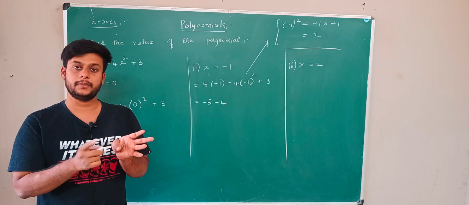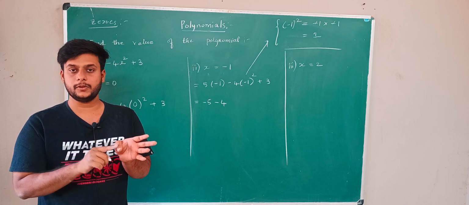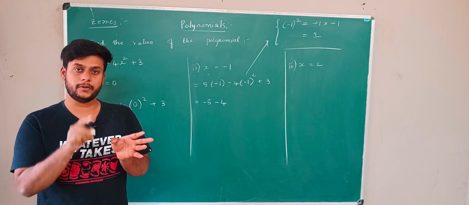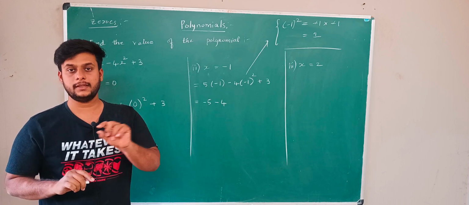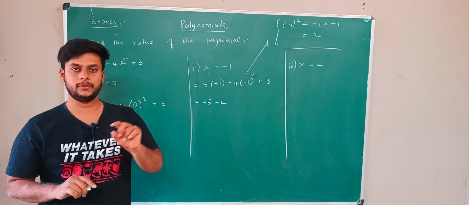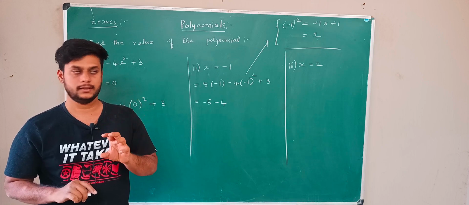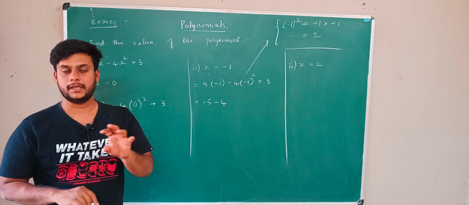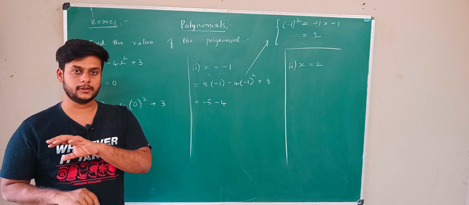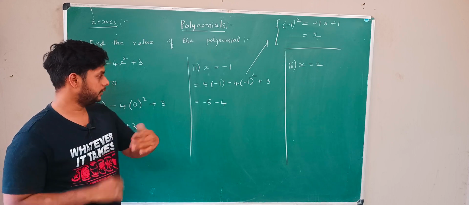Minus 1 means minus 1. Minus 1 whole square is plus 1. Minus 1 whole cube is minus 1. Minus 1 the whole power 4 is plus 1. Whenever the power is an even number, minus 1 whole square, minus 1 whole power 4, minus 1 whole power 6, the answer will be plus. Whenever it is odd, minus 1, minus 1 the whole cube, minus 1 whole power 5, the answer will be negative. Okay, this I will do in a separate class.